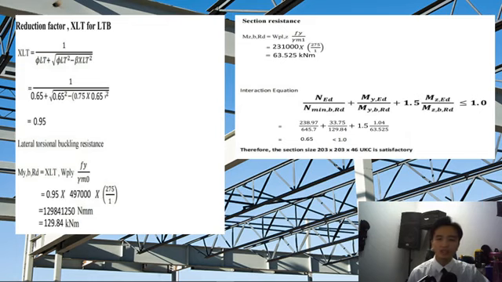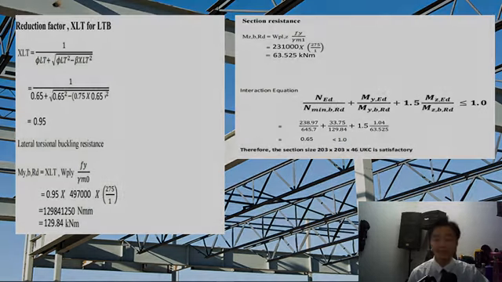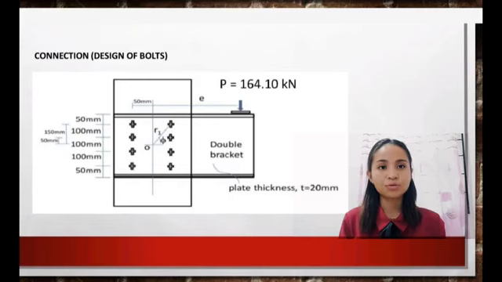While for the section resistance, as you can see here, the interaction equation for the final question in this part of this question, our answer is 0.65, and therefore the section size 203 times 203 times 46 you can see is satisfactory. So in this slide, I will explain about the connection, design of bolt.